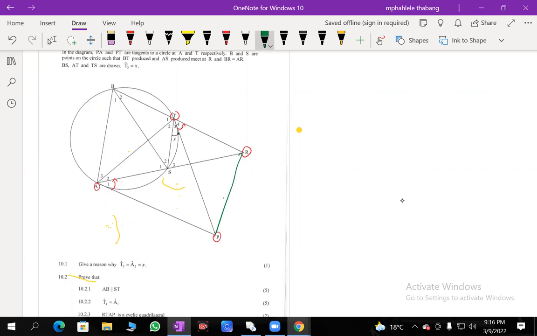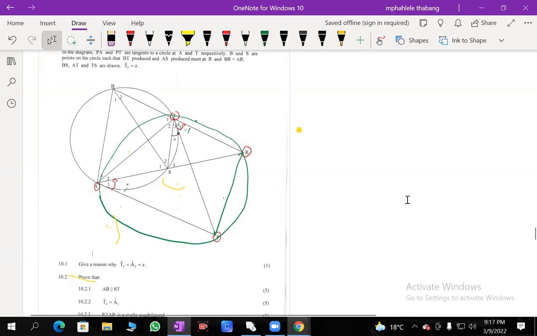So we have subtended the same quad RP, this T4 and A1, you see they are equal. So the fact that they are equal means we have a cyclic quad. I will explain next time when we meet. But the fact that T4 equals A1, RTAP becomes a cyclic quad. Could you explain next time when we meet? From my side, 2 marks.